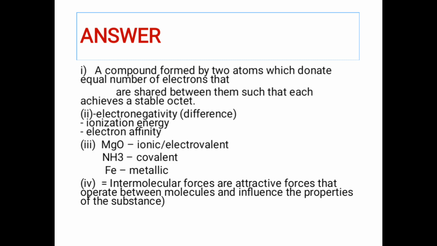Okay, so we have to also mention the bond that each one carries. MgO is ionic or electrovalent, NH3 is covalent, Fe is metallic. Then what is intermolecular forces? Intermolecular forces are attractive forces that operate between molecules and influence the properties of substances.